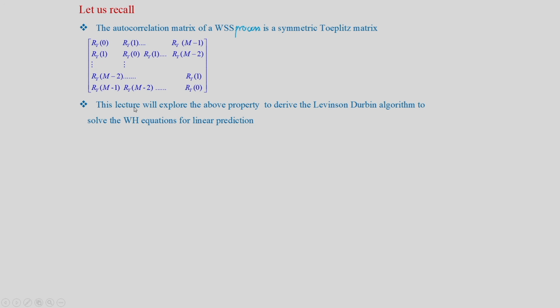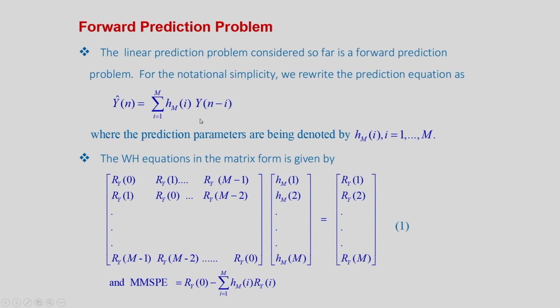So, this lecture will exploit the above property to derive the Levinson-Durbin algorithm to solve the WH equations for linear prediction. We will start with the forward prediction problem. The linear prediction problem considered so far is a forward prediction problem. This is obvious from the name itself.